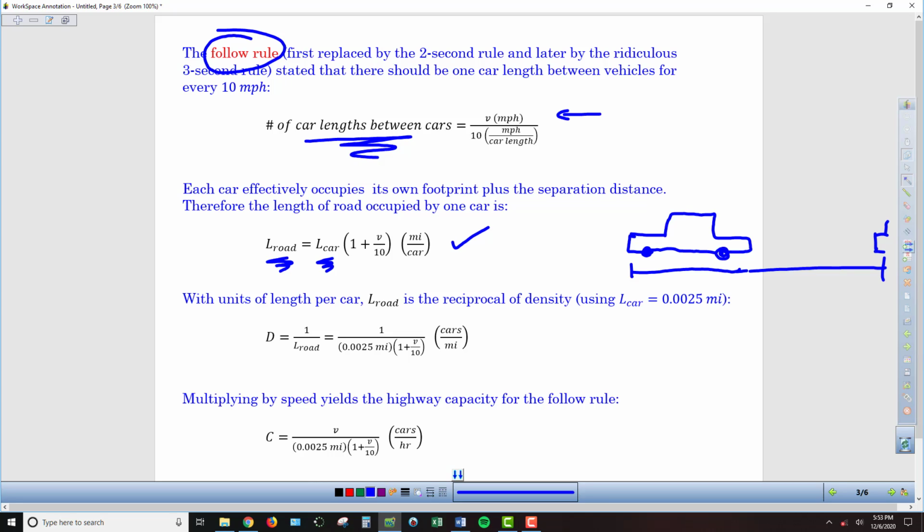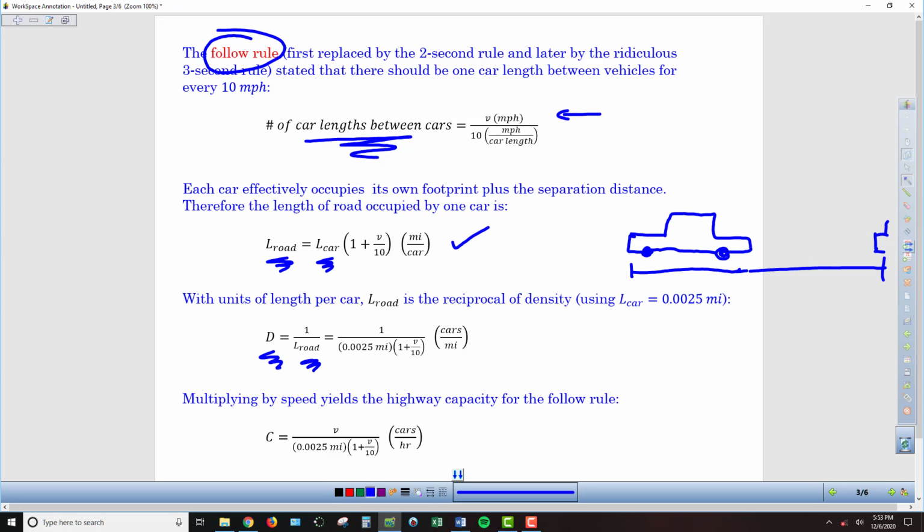So that's the footprint for each car. And so with units of length, L road is going to be units of length per car. L road is the reciprocal of density. If you'll recall, density is cars per mile, so cars over distance. This is distance over cars. So if we take the reciprocal, that's going to give us the density. So density is equal to the reciprocal of this L road.